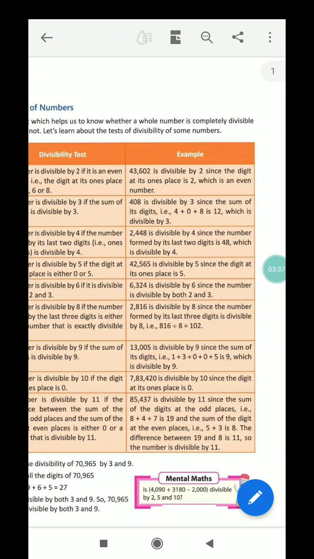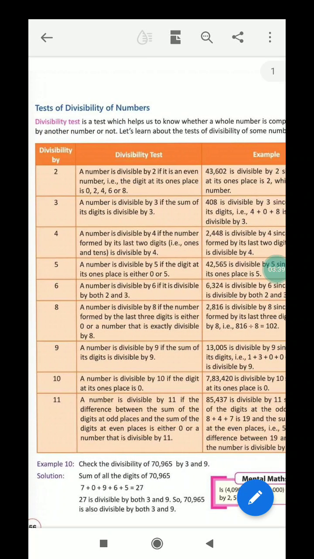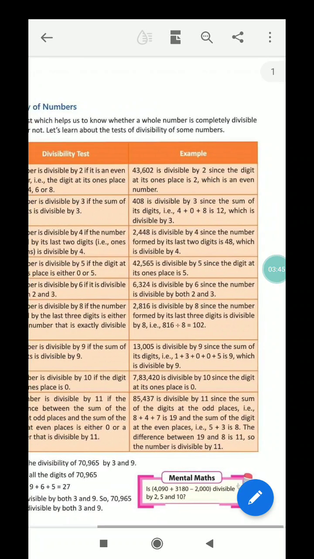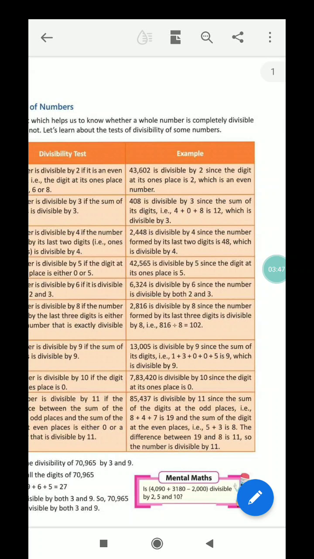Now divisibility by 6. A number is divisible by 6 if it is divisible by both 2 and 3. Let us take an example. 6324 is divisible by 6 since the number is divisible by both 2 and 3.